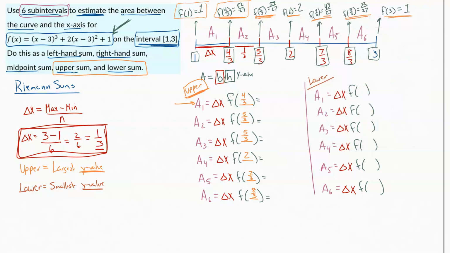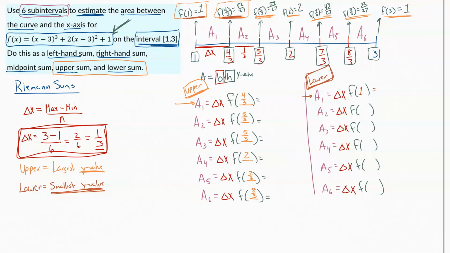And now we come back through that same list of values, and this time we are looking for the lower estimates. So we want the smallest y value on each one. So we start back at A1. And we're choosing between the same two values, but this time we want the smaller one. So we're looking between 1 and 52 over 27. 1 is smaller, so we would plug in 1.